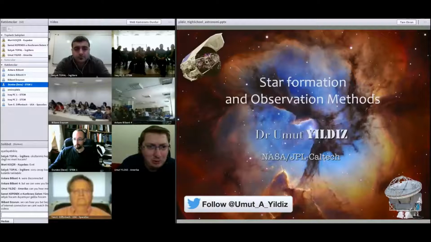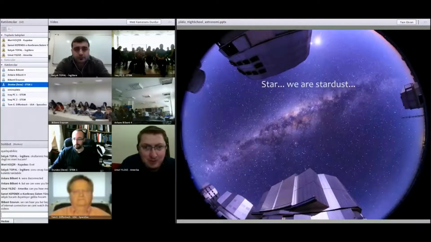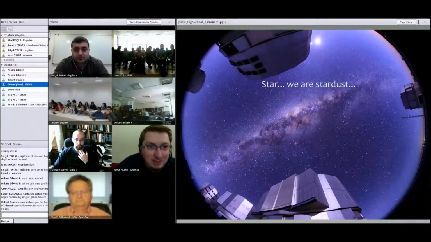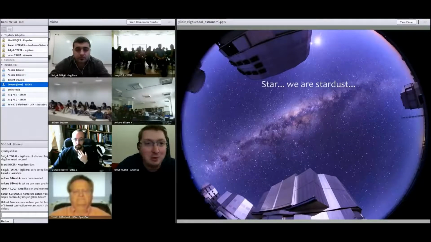As I said, I'm going to talk about star formation and their observation methods. Let's begin with the stars. We look at the sky, we see a lot of stuff there: stars, planets, comets, meteors, and everything. But we are actually stardust, right? Many of the atoms or molecules are actually formed inside the stars.